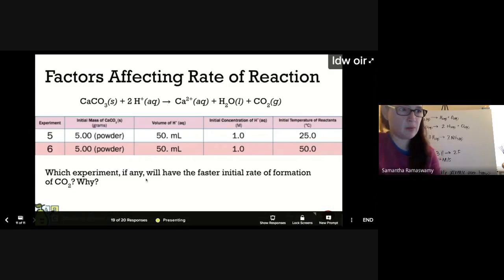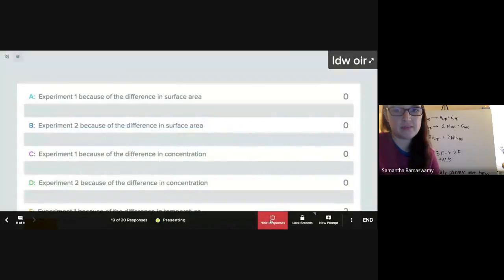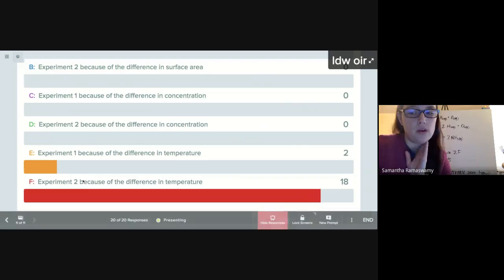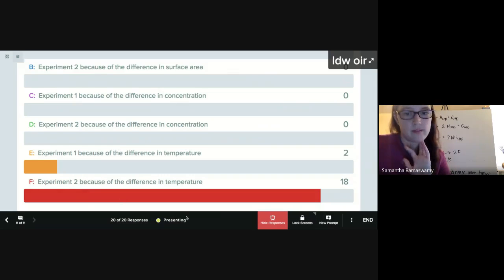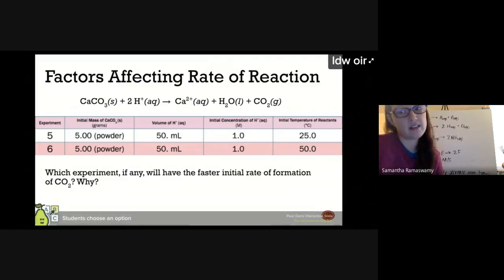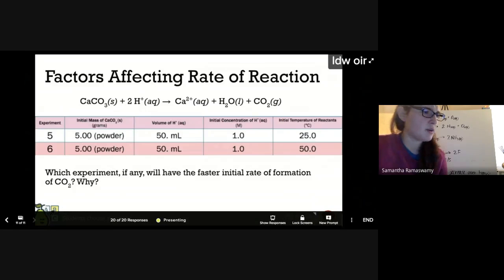Good. So we have 19 people that have answered. If we take a look, it was between E and F. So experiment 2, if we look back, has the higher temperature. The higher the temperature, the more collisions and the faster the rate. I guess not experiment, I just did 1 and 2 for all of these, but yeah, the second one. So experiment 6 has a higher temperature, more collisions, faster rate.